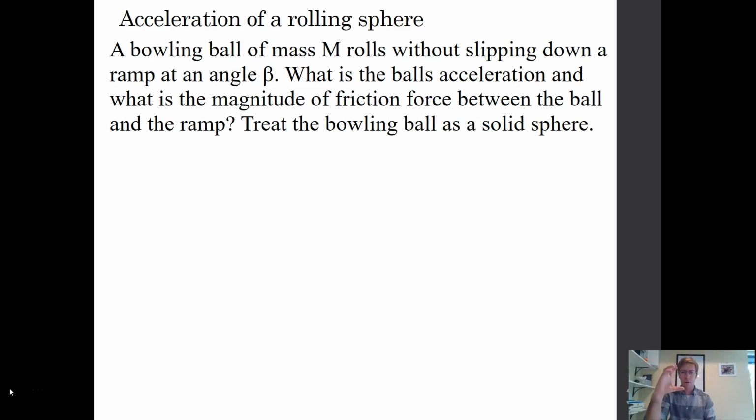So we have a bowling ball, solid sphere of mass m, rolling down a ramp of angle beta. I'm doing a lot of variable stuff here because I want you to really see how this all works together. I want you to figure out what is the ball's acceleration down the ramp and what is the friction force acting on the ball. Why am I talking about friction? Well, if the ball's rolling down the ramp, there must be friction at the bottom causing it to rotate, right? And what type of friction? Well, it's a static force of friction that's causing it to rotate because it's rolling without slipping.